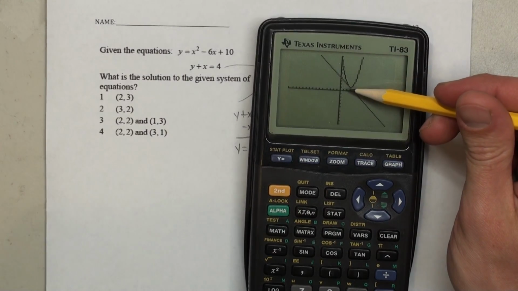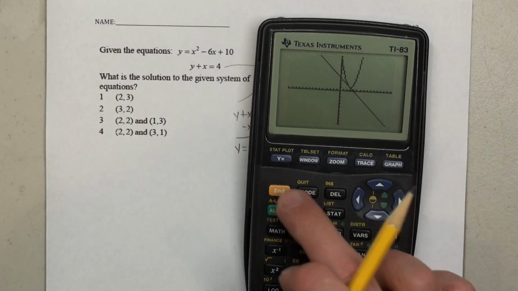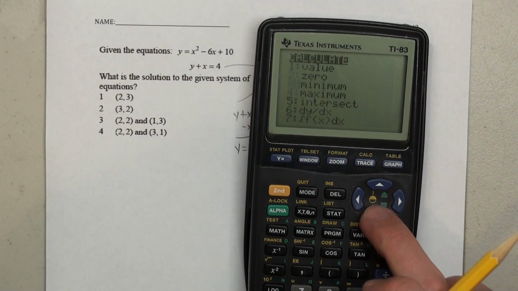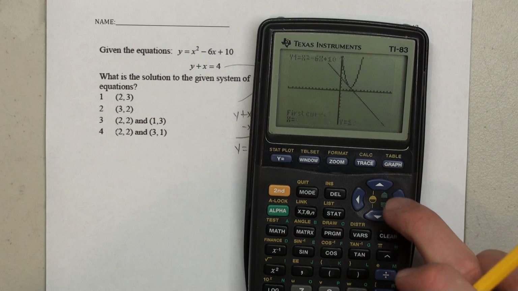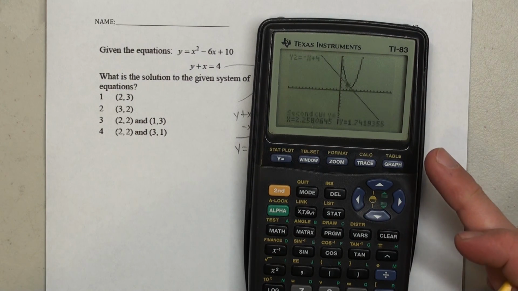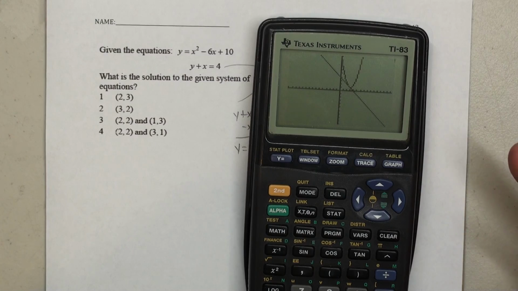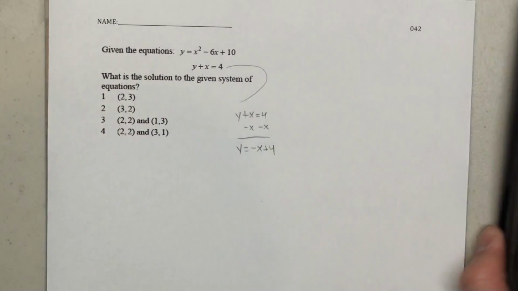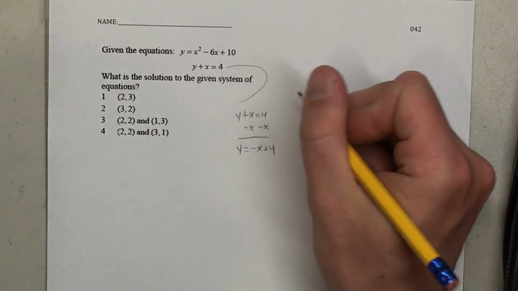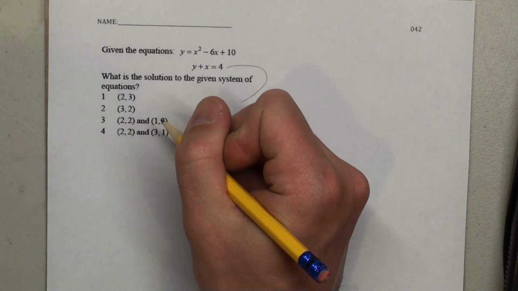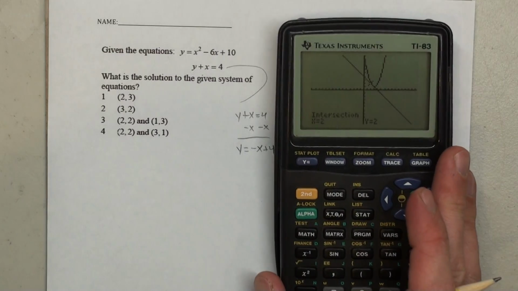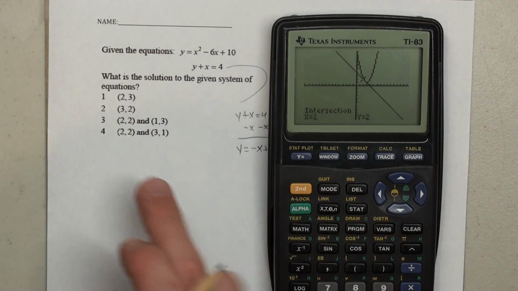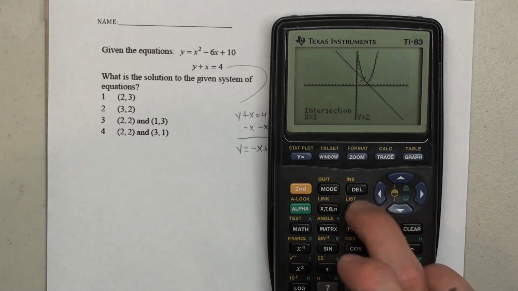Alright, it looks like there's only one solution. Where is that point? Second, calculate, intersect, put the blinking cursor near that point, enter, enter, enter. 2, 2. So, it looks like there's two places that it crosses, really. Right? So 2, 2, you know what we can do?